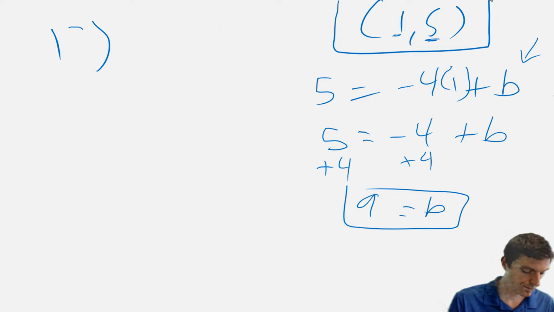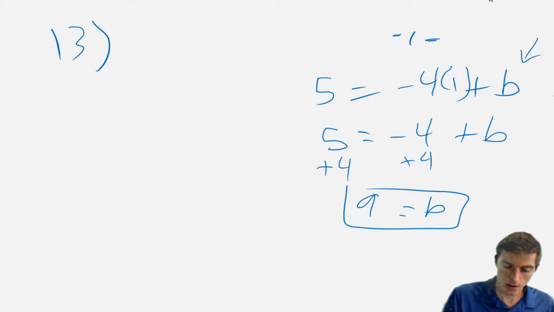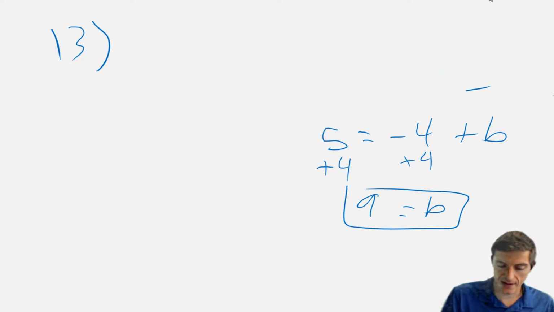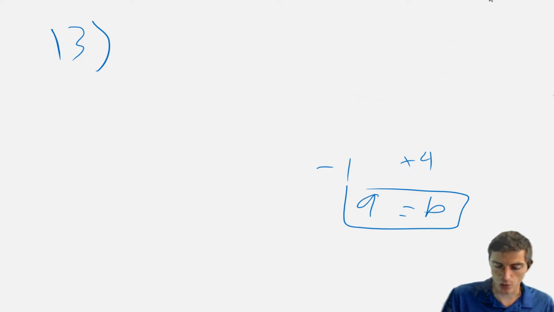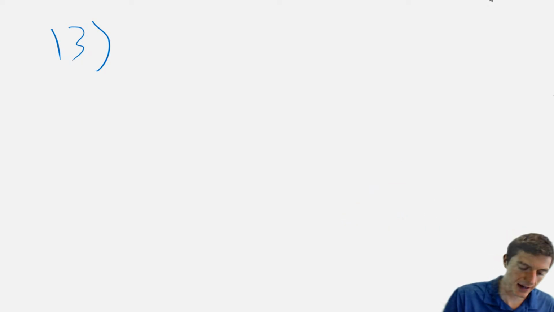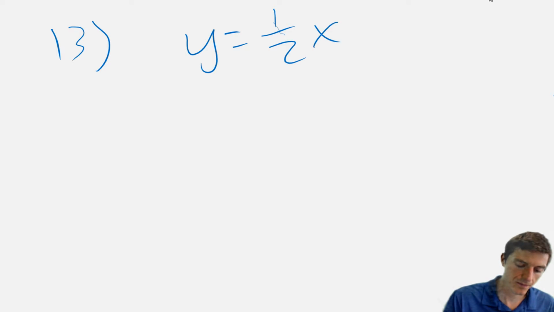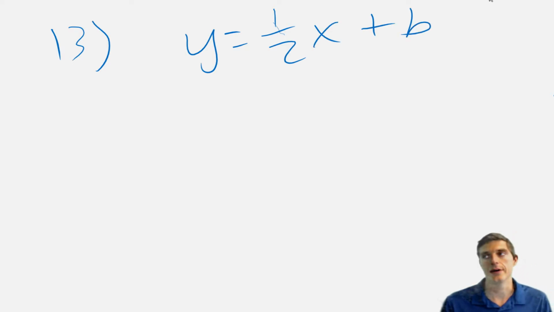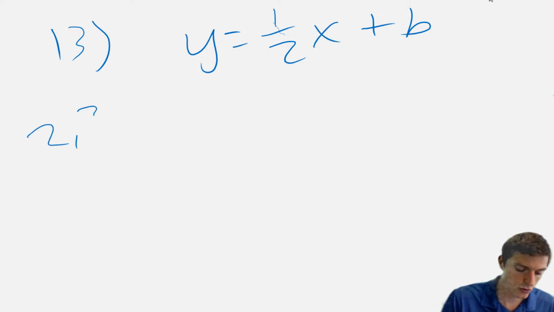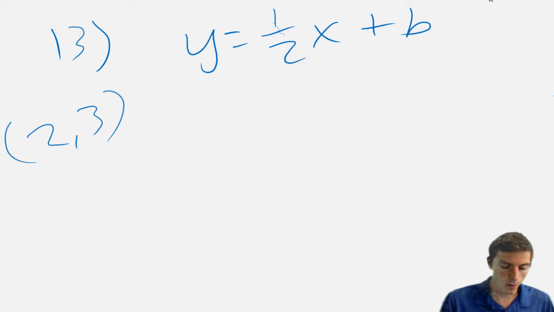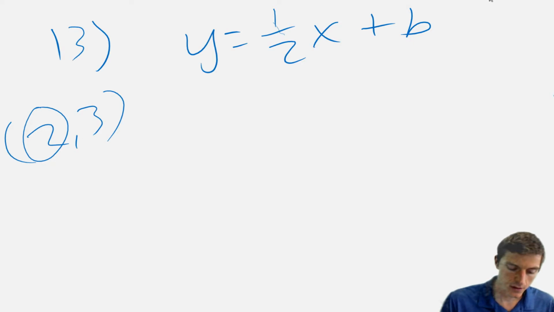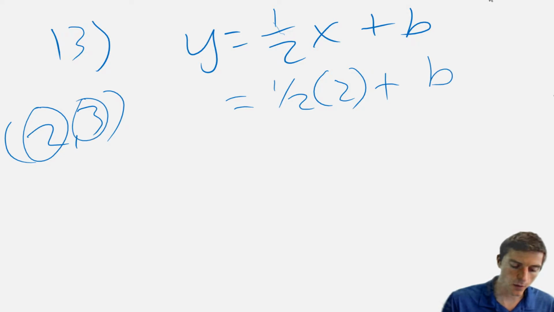13. 13 is similar, but is actually easier because they did half the work for us. They want us to find the equation of a line, but they tell us that the slope is 1/2. They just don't tell us what the b value is. So we have to figure out the b value, but they tell us it goes through the point 2, 3. Well, 2 is my x value, so I'm going to plug it in for x. I don't know my b value. And 3 is my y value, so I'm going to plug it in for y.